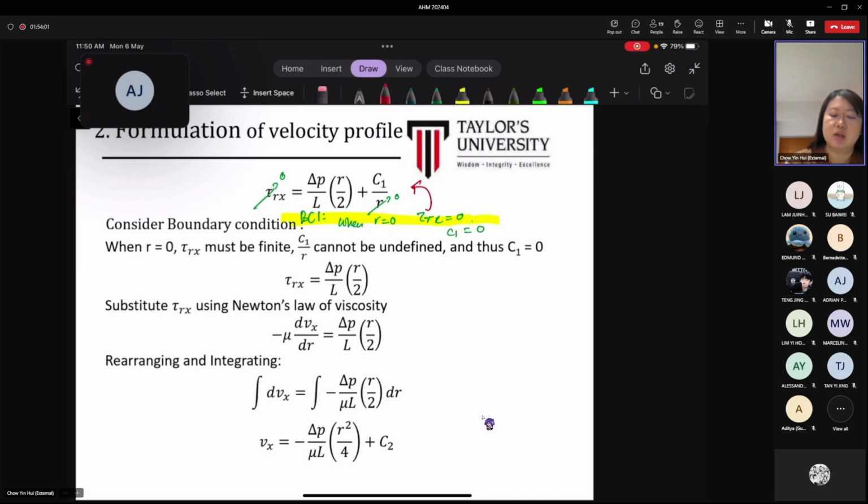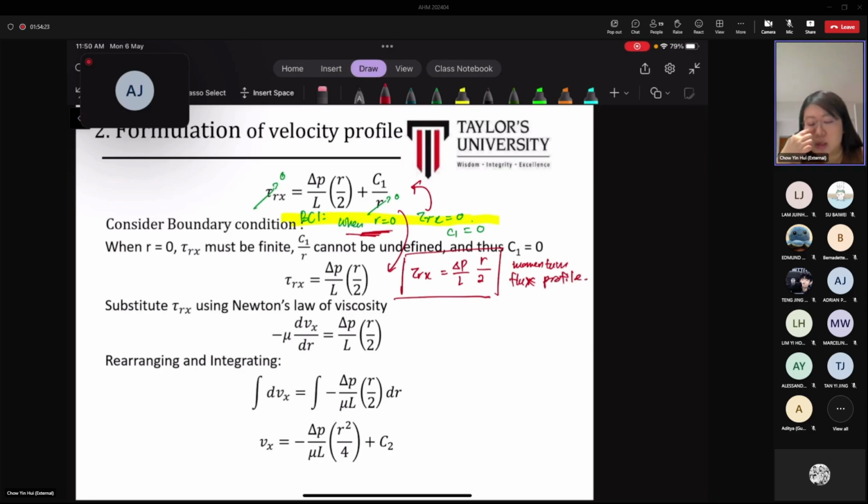All right, so substituting the boundary condition, the equation will be simplified to tau Rx equals delta P over L times R over 2, which is the momentum flux. So you have obtained the first equation, the momentum flux profile, the equation that describes the momentum flux. And if you look at it, it's a linear equation, right? The shear stress varies proportionally with the radius, which is what you see when we draw the momentum flux profile. It's a linear line. So this is the momentum flux profile.